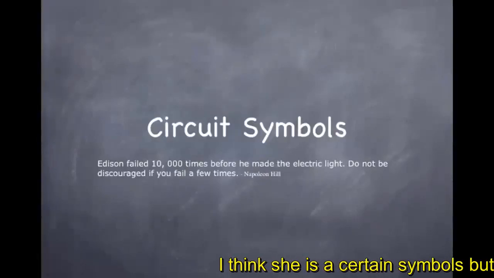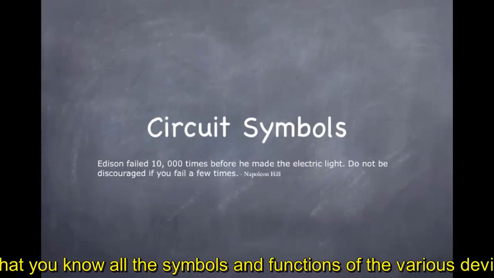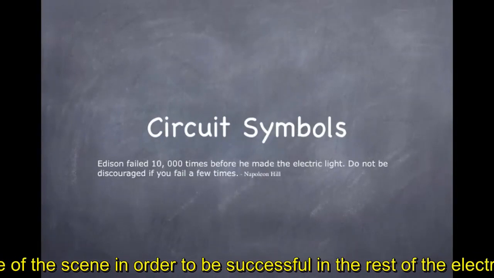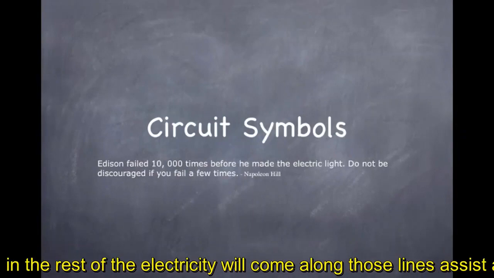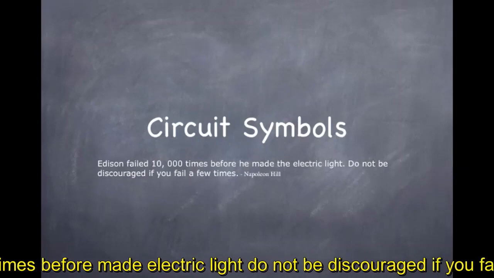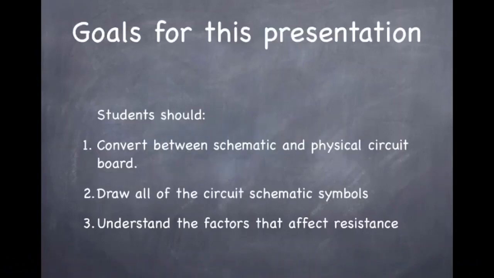This lecture is on circuit symbols. It is imperative that you know all the symbols and functions of the various devices we talk about in this unit in order to be successful in the rest of the electricity unit. And along those lines, Edison failed 10,000 times before he made the electric light. Do not be discouraged if you fail a few times.